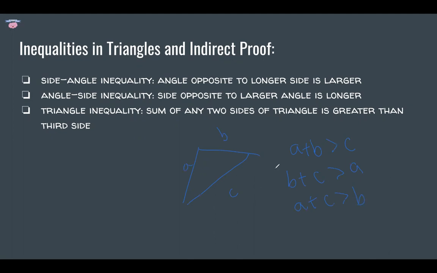Or you can write this all in one compact inequality. A minus B is less than C, which is less than A plus B. And this tells you everything you need to know about the lengths of a triangle. Well, not everything, of course, but everything relating to this property.